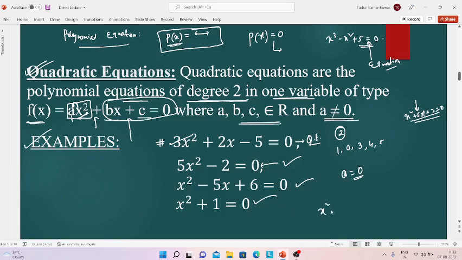Suppose I give you another example, x² - i = 0. Can you tell me whether that is a quadratic equation or not? Sir, first of all, we have to check whether this is a polynomial equation or not. But here you can see that this part is a complex number, so definitely this is not a polynomial equation. So there is no need to check further. This is not a quadratic equation.